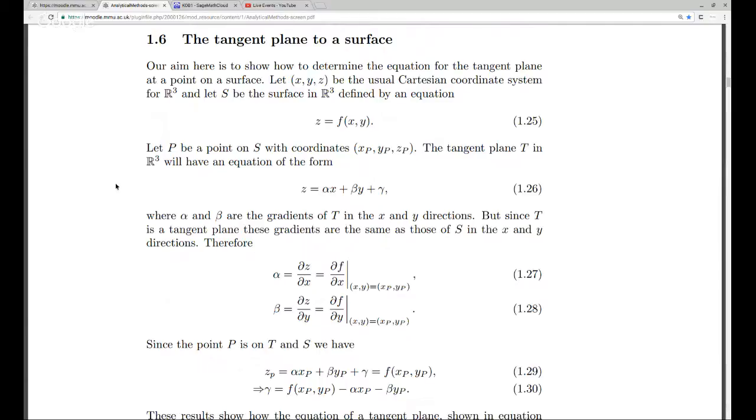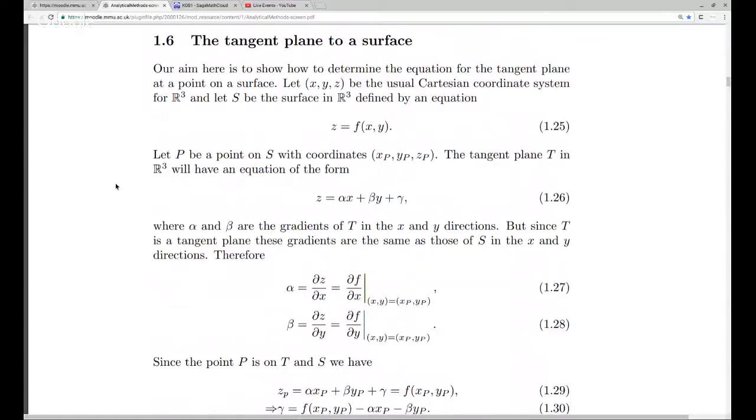Now, the gradient of the plane in the x and y direction, in terms of this equation for the plane T, those are the quantities alpha and beta respectively. Alpha is the gradient of this plane in the x direction, beta is the gradient of it in the y direction. If that's going to match the surface, then we should have that alpha is dz/dx and beta is dz/dy. Or because z is equal to f of x, y, this should be the x derivative of f evaluated at this base point xp, yp here.